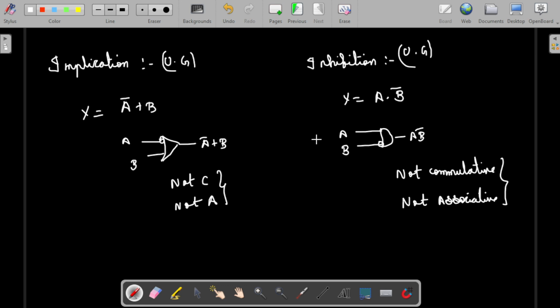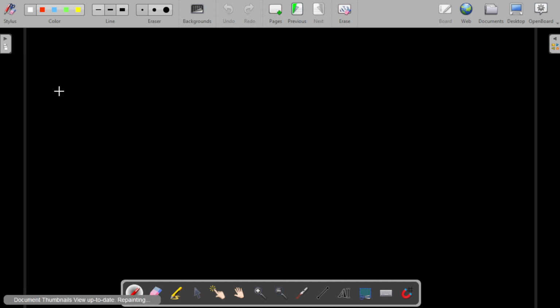If you need to work on it, please try to implement AND, OR and NOT gates using these. This is how the universal gates work. There are majorly only two, NAND and NOR. Even implication and inhibition are options, but they may not be used in many use cases. In the next class, we will be seeing special function gates.